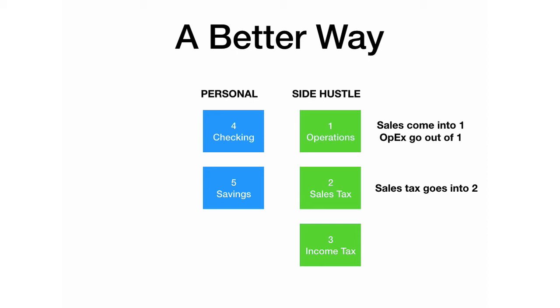So let me give an example. Let's just say, for the sake of argument, you're somewhere in the world that charges a 10% sales tax. If you were to generate a side hustle sale and you decided to charge that person $1,000, and you added on your 10% sales tax, that would be $1,100. $1,100 would come into operations. You would immediately take $100, which is the sales tax, and move it into account number 2, sales tax. You follow? Okay.